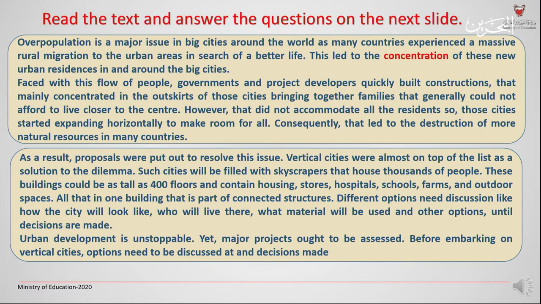Read the text and answer the questions on the next slide. I will read it for you. Overpopulation is a major issue in big cities around the world, as many countries experience a massive rural migration to the urban areas in search for a better life. This led to the concentration of these new urban residents in and around the big cities.